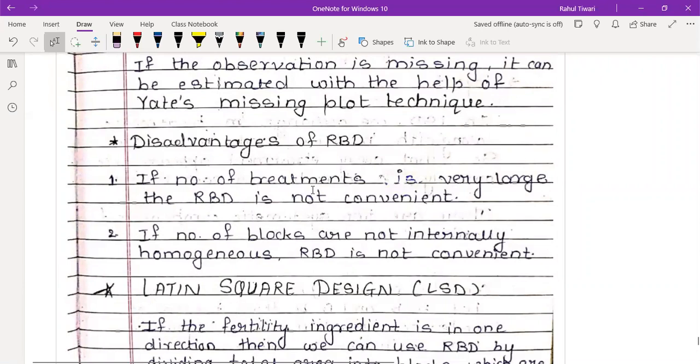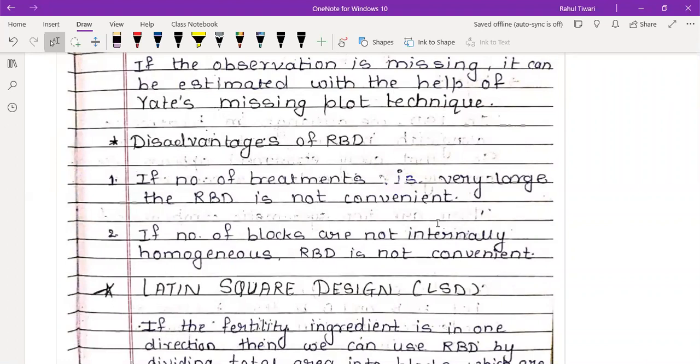If the number of treatments is very large, then RBD is not convenient. You can understand that if there are 8-9 treatments, then randomly allotting them to the particular blocks is a difficult task. When it is small, then it is good. Otherwise, it is not feasible. One can use Latin square design, or other designs, not RBD.